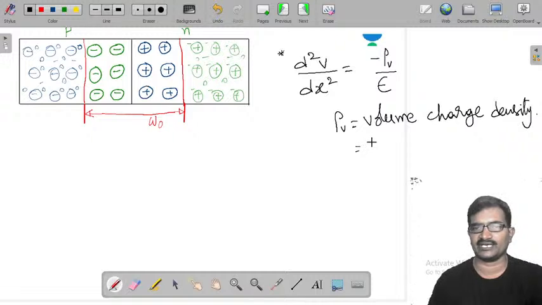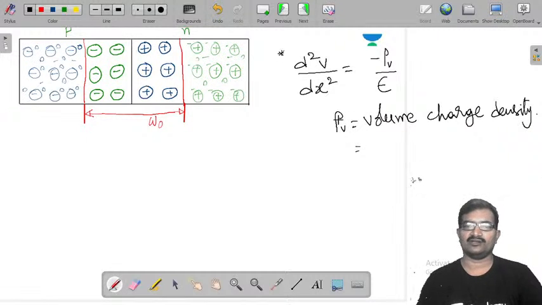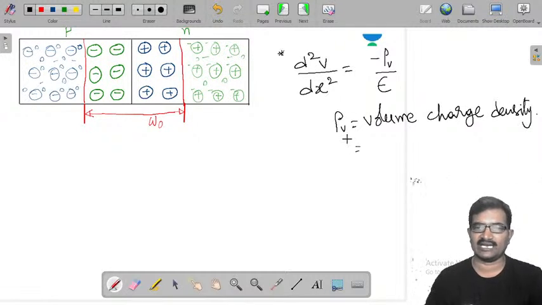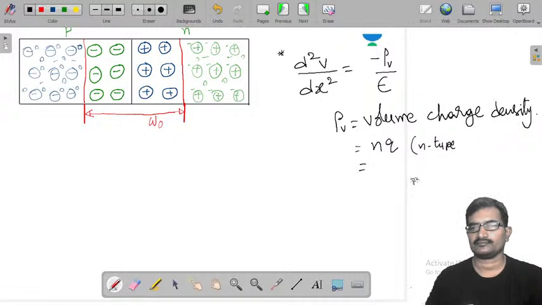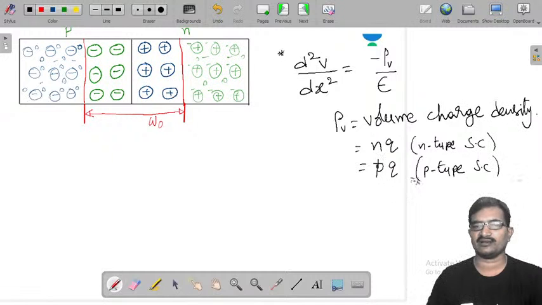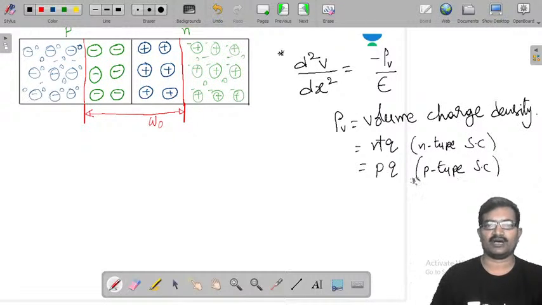On the N side, we already defined this volume charge density in semiconductors at the time of conductivity. We write it simply as nq for an n-type semiconductor. And our p, hole concentration, into q for a p-type semiconductor. I am just writing the basic equation, sir. Later we apply this to this. Okay. Now, and we know one more.